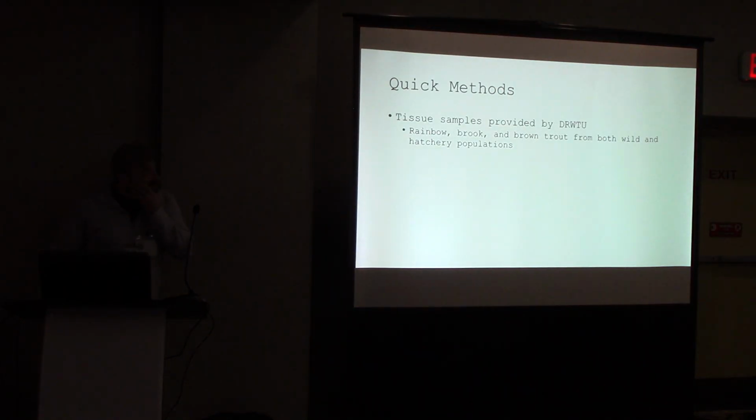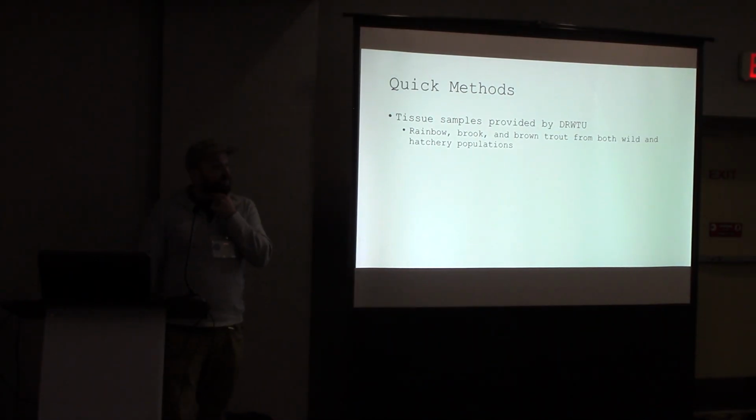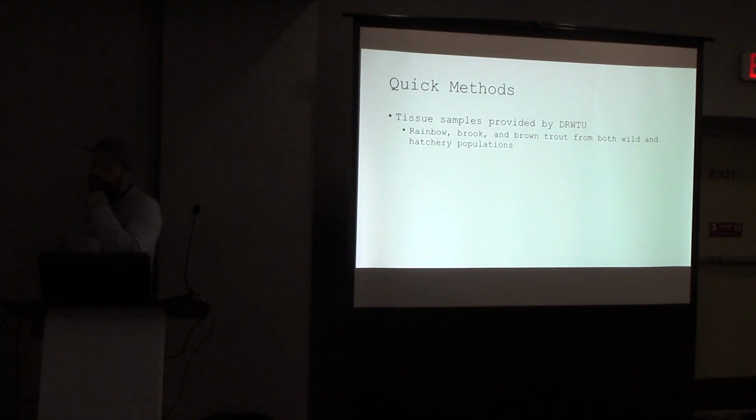So, quick methods. Tissue samples were provided from all three of those species, largely from the Deerfield River watershed chapter of Trout Unlimited, along with some USGS collaborators. Again, we have all three species from this one river, and I should also mention that they have been stocked for well over 100 years in this system, right? So this has been going on for a very, very long time.